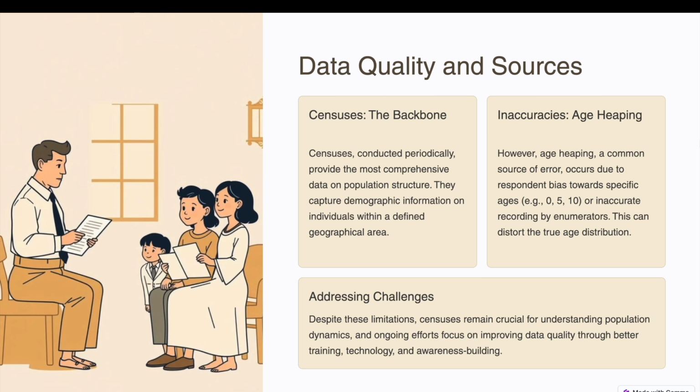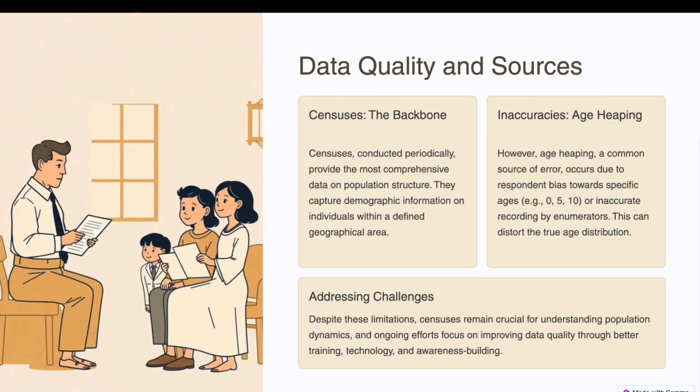But back to our errors. These aren't just about rounding off numbers. Sometimes people simply don't know their age. For instance, an older person might forget their birth year. In such cases, enumerators use significant historical events to estimate ages. They might ask, were you born before or after India's independence in 1947?